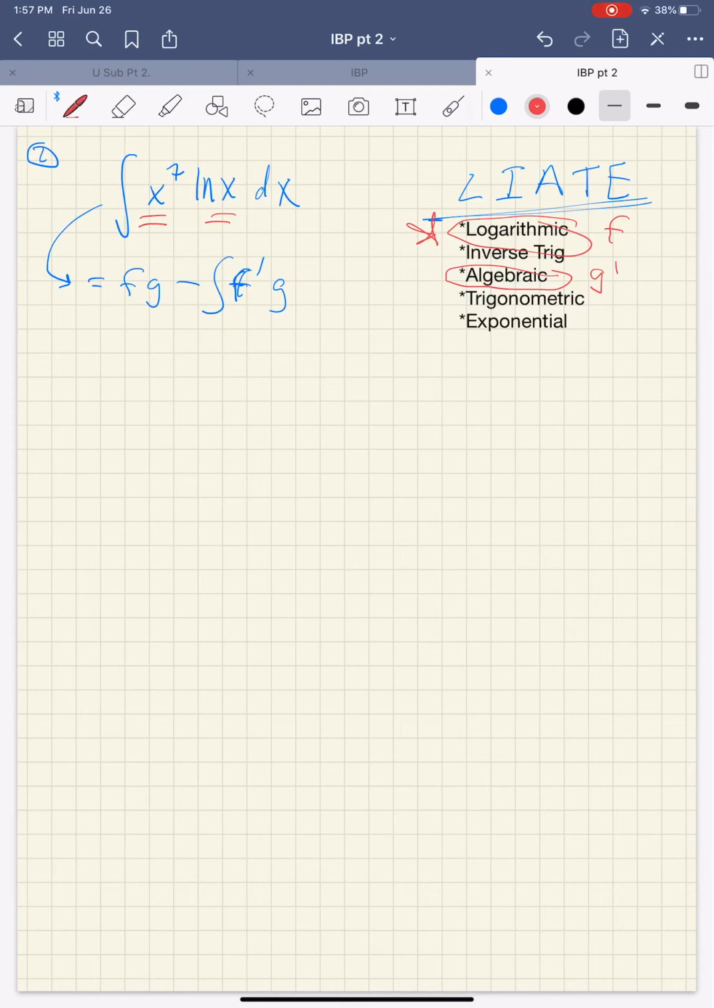But before we get there, I'm going to make the little chart that I made in the previous one. So we have our f, f prime, g prime, g. Our f is going to be ln of x, and then the derivative of that is 1 over x, and then we have g prime, which is just x to the 7, and if we want to go from g prime to g, that's just going to be x to the 8 over 8.